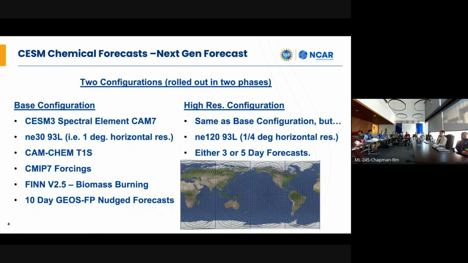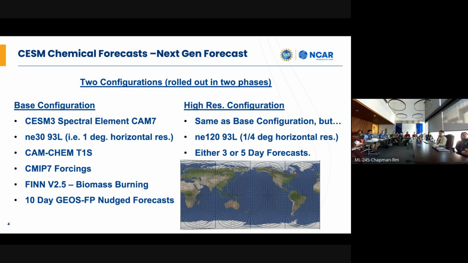And the way we want to do this in our new forecast is kind of in 2 phases. In phase 1, we want to start off with another 1 degree run, but using CESM3 and all the component things that we get with that. So that'll be spectral element, CAM7. We're planning on using the T1S mechanism, also CMIP7 for emissions, and then instead of FINN version 1, using FINN version 2.5 for biomass burning. And these will also be a 10-day nudged forecast.